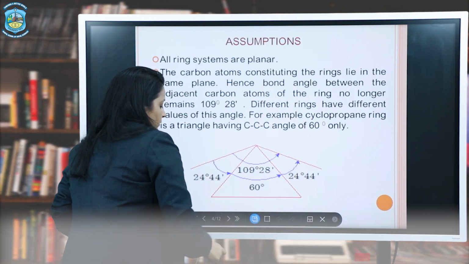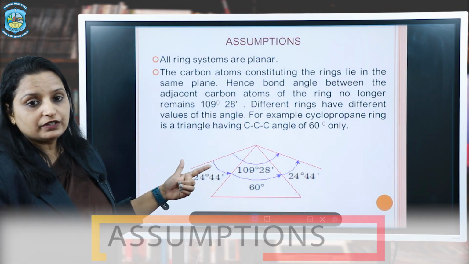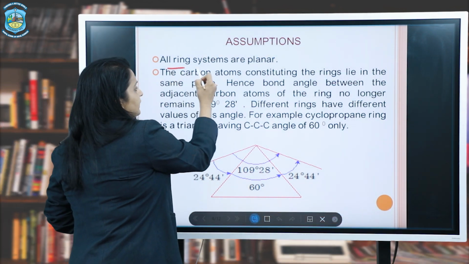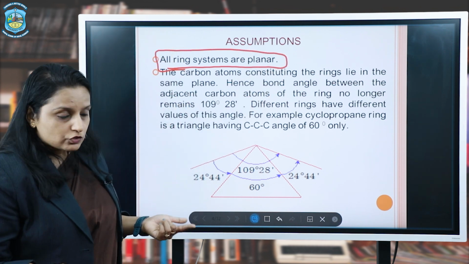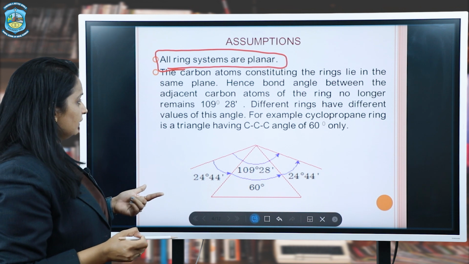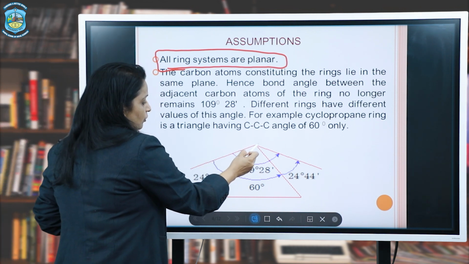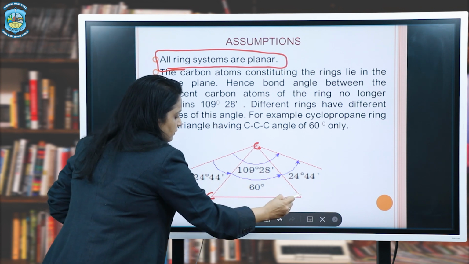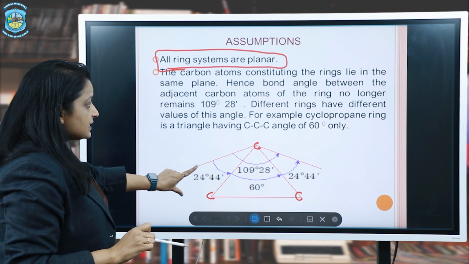Now coming on to assumptions of Baeyer strain theory. The first assumption of Baeyer strain theory was that all the rings are considered to be planar. So all the rings are planar. You can say that all the carbon atoms which constitute the ring are lying in the same plane.